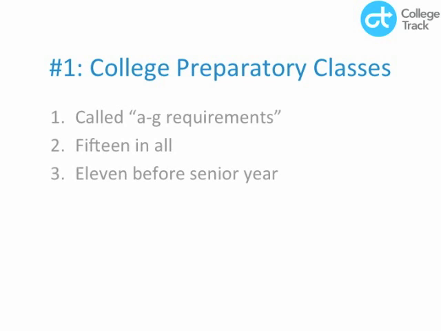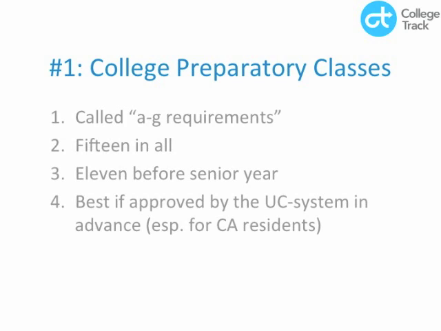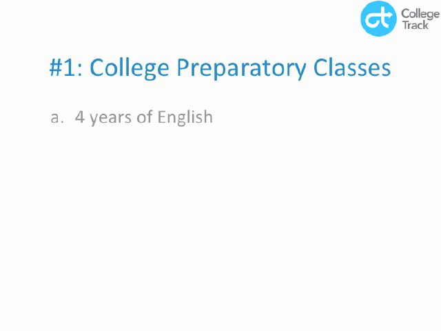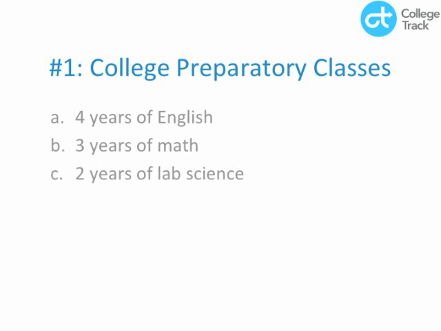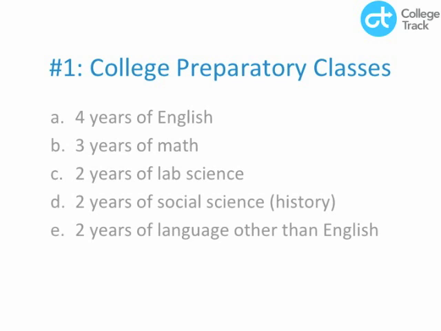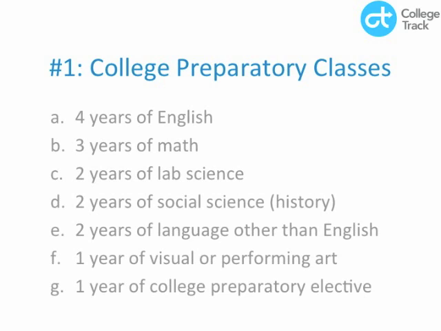It's best if these are approved by the UC system in advance, and this is very common for California high schools. And you must take these classes in the following subject areas: 4 years of English, 3 years of math, 2 of lab science, and 2 of social science or history, 2 years of language other than English, 1 year of visual performing art, and lastly, 1 year of a college preparatory elective.